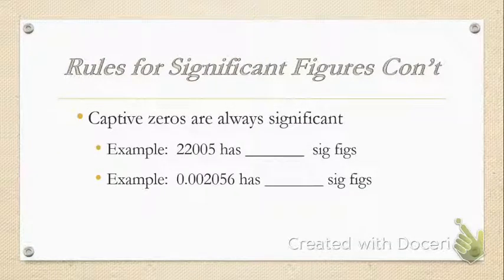Captive. If I'm captive, that means I'm caught. Captive zeros always count. So here's a good example. I'm working my way across, I hit a 2, that means I start counting. So this 2 counts, this 2 counts. Now I've hit a 0. Does this 0 count? Well, it's caught between 2s and 5s. So yes, same thing with this one. So all these digits count. So 1, 2, 3, 4, 5. 5 significant figures.